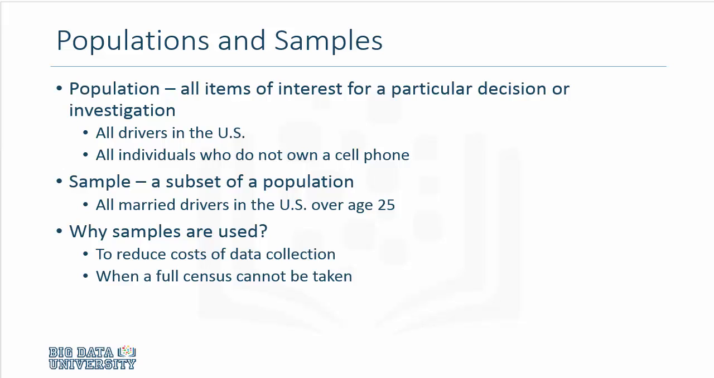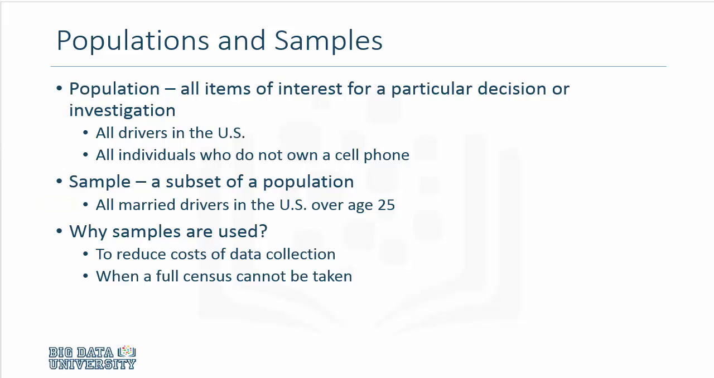The sample, on the other hand, is a subset of population. So for example, if we have data on all married drivers over the age of 25, then that's a subset. And within that subset, if we were to randomly select 5% of those married drivers over the age of 25, that would be our sample.